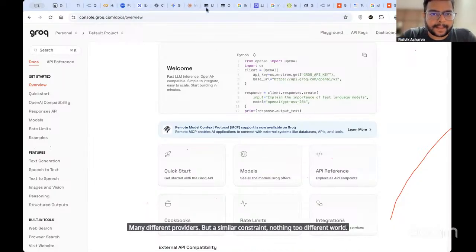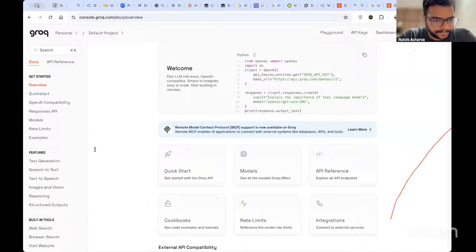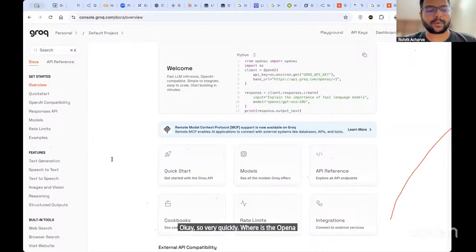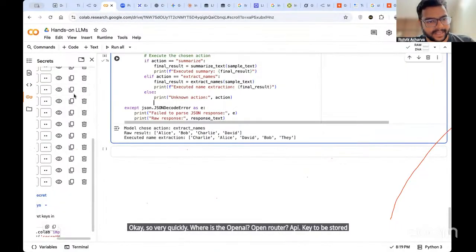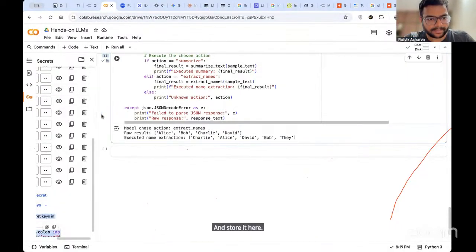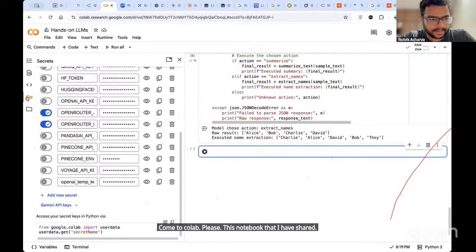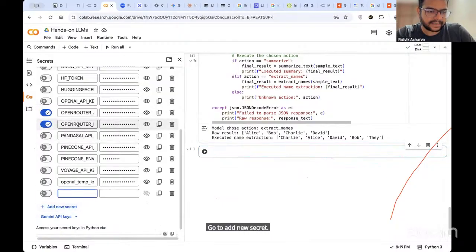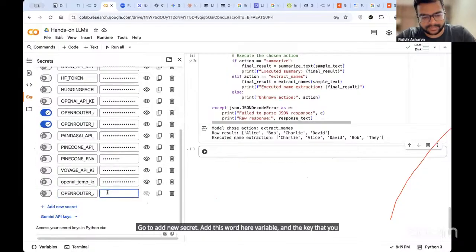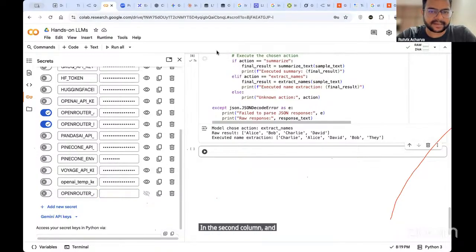Varun. Sorry to take back. I'm trying to run my model. Okay. So very quickly, where is the OpenRouter API key to be stored? Take that key and store it here. Come to Colab, please. This notebook that I have shared. On the left, there is a key option. Secrets, it's called. Go to add new secret. Add this word here as the variable, and the key that you got, paste it over here in the second column, and then try running it again. You should be good.